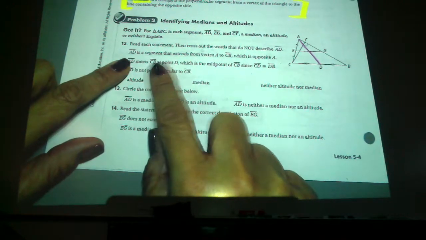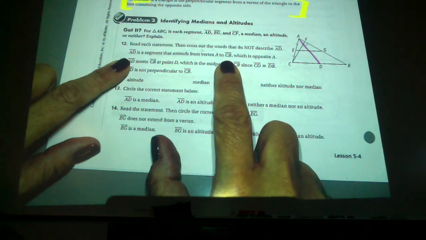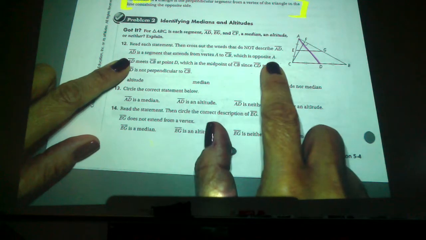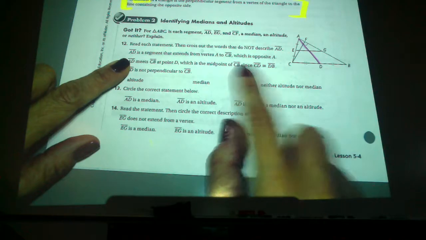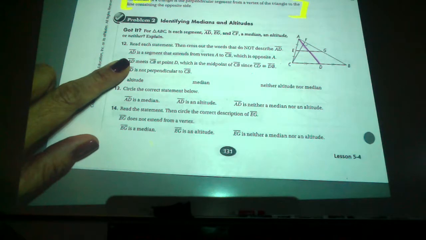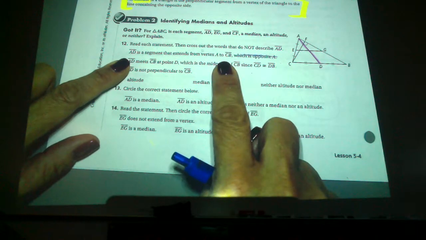AD is a segment that extends from vertex A to side CB. Does that describe AD? Yes. Which is opposite A? Is AD opposite A? That's why it's weird. No. What is this describing? It's describing CB. So that's why we're crossing it out.